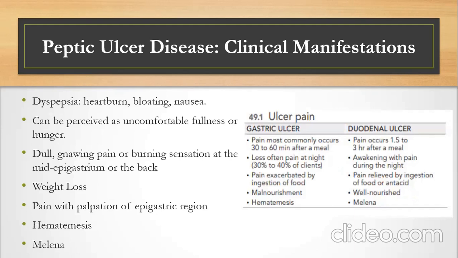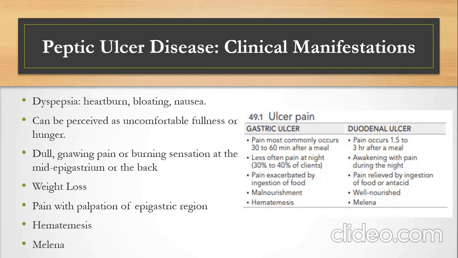Clinical manifestations. So someone has peptic ulcer disease, they're going to complain of heartburn, bloating, nausea, maybe vomiting, but probably not, unless maybe they're having a bleeding ulcer. But they may perceive it as uncomfortable fullness or hunger. I want you to look at that table right there. I got it straight out of ATI, okay?